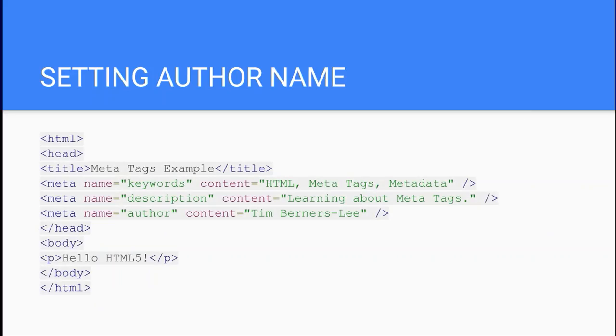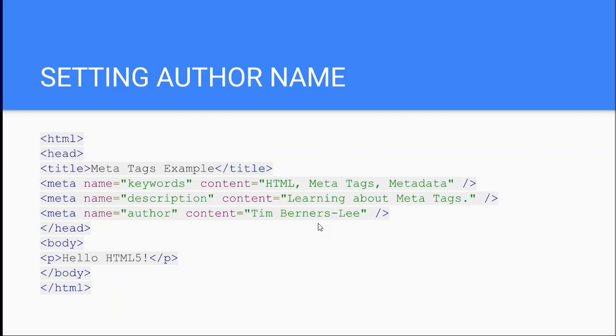How do we set the author name? Like this. This meta tag has name keywords, content HTML, meta tags and metadata. Meta name description, learning about meta tags, and author name, content Tim Berners-Lee. You can execute this code and it's not going to show up on the web browser because it's a meta tag, so it will stay behind. It will help the search engine to find you, but it's not going to display.